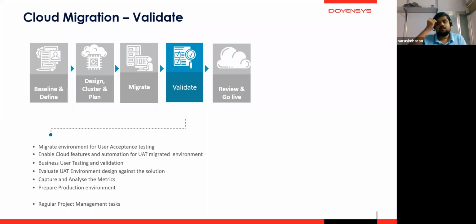The reason is, in case of any gaps with respect to the DR design, or for example, if you want to fix any database parameters, or any connectivity needs to be fixed, that can be fixed during the UAT phase itself.